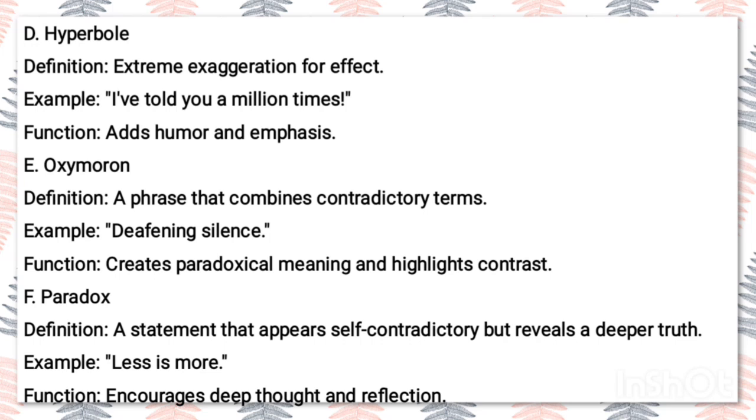Devices create a paradox, prompting the readers to think more deeply about the contradictions and their possible meaning. Next one is paradox. It defines a statement that seems self-contradictory but reveals a deeper truth. For example, less is more. It functions as a paradox, challenging conventional thinking and inviting the readers to reconsider what they know about a concept.